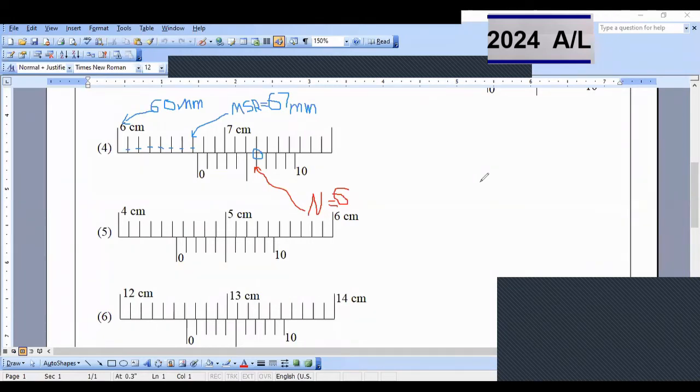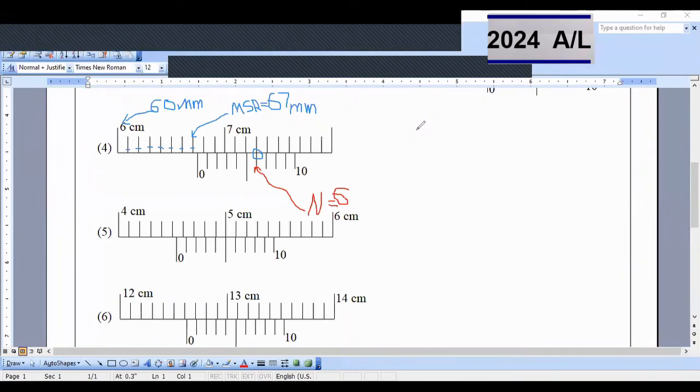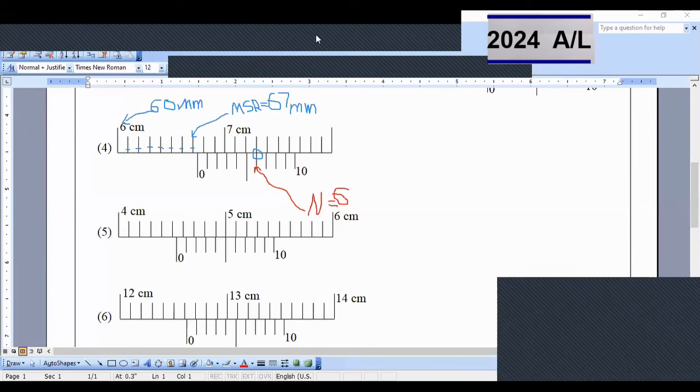Let me stop the screen sharing and let's try to draw it on the board.